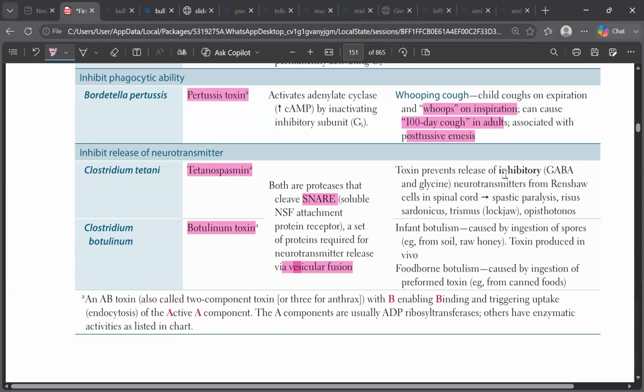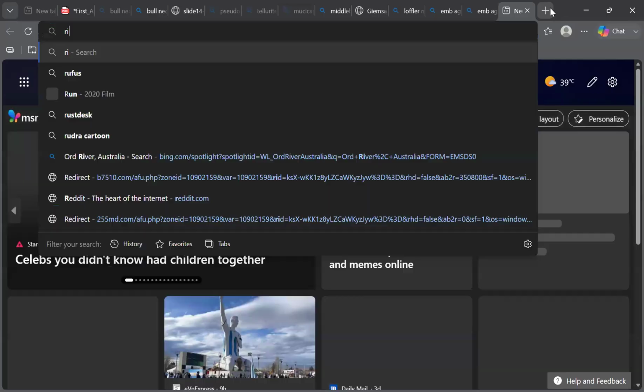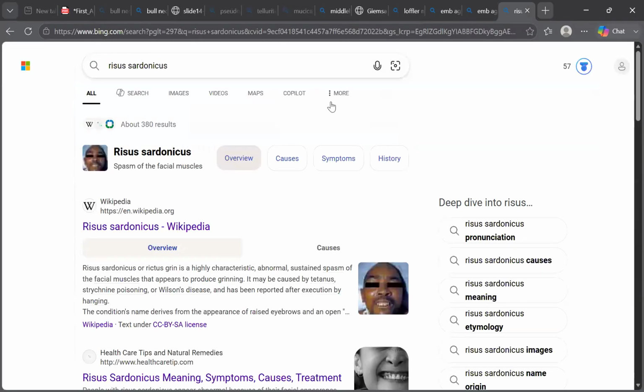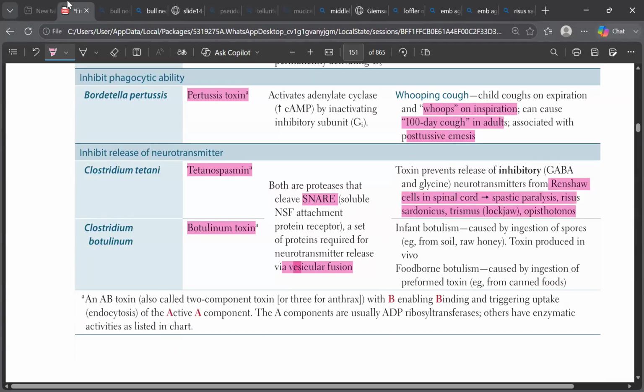Tetanospasmin prevents the release of inhibitory GABA and glycine neurotransmitters from Renshaw cells in the spinal cord. Okay, and this can cause spastic paralysis, risus sardonicus, trismus, and opisthotonos. So there's a lot of terminology to be googled here. Risus sardonicus. Okay, basically spasm of facial muscles is risus sardonicus. Then we had trismus or lockjaw.